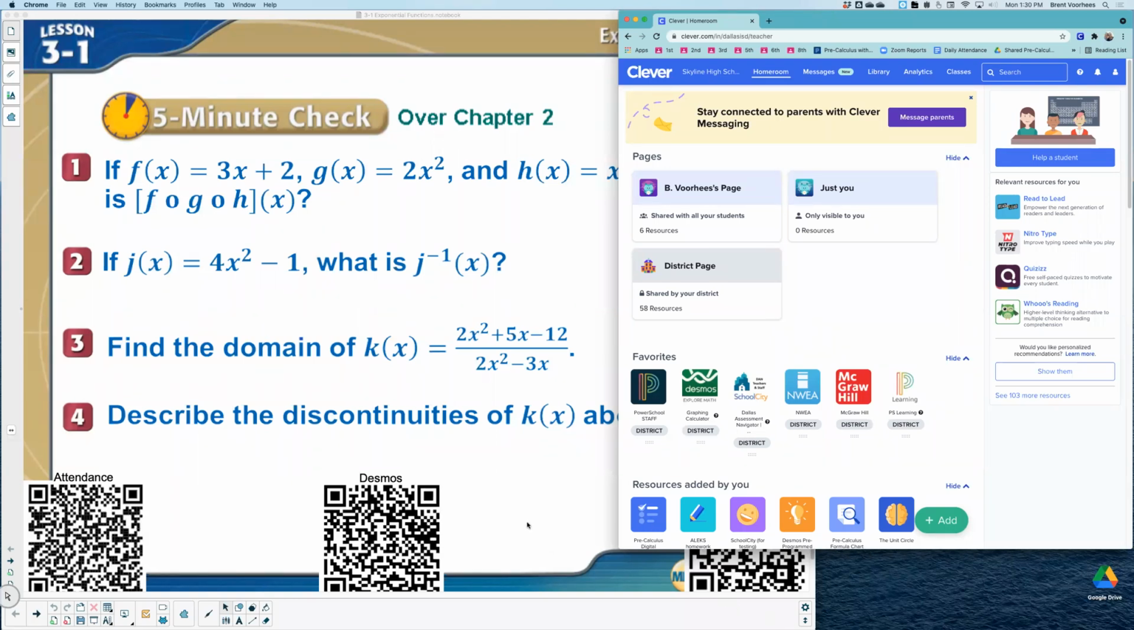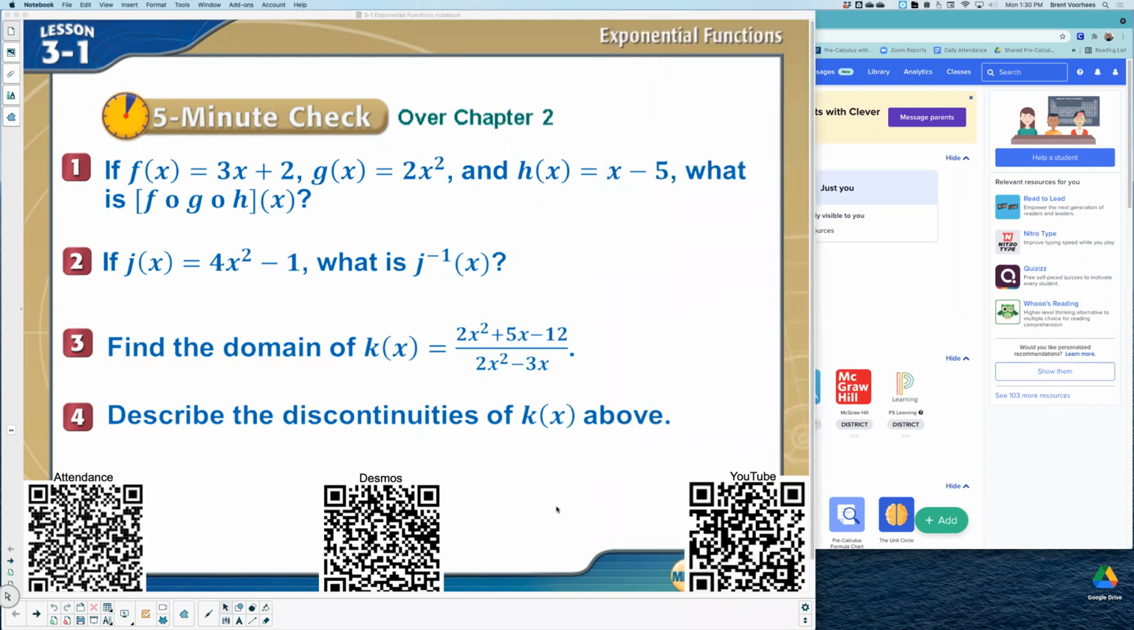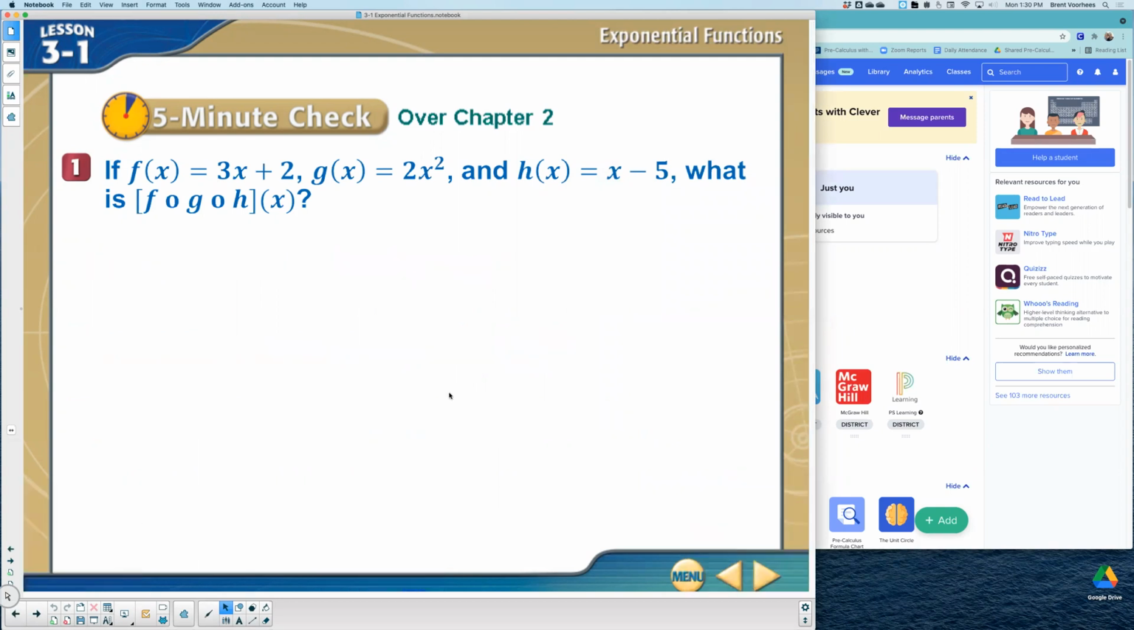So with that, let's get started on a quick review before we jump into chapter 3. Example 1, we have this problem, and this is great for those who have not finished chapter 2 test or taken it. Just review. What does this symbol mean if you see f of g of h, class? What does that mean mathematically? Substitute. That means substitute.